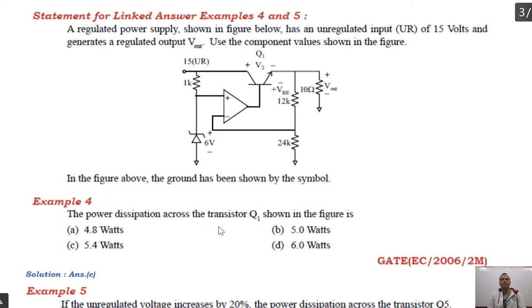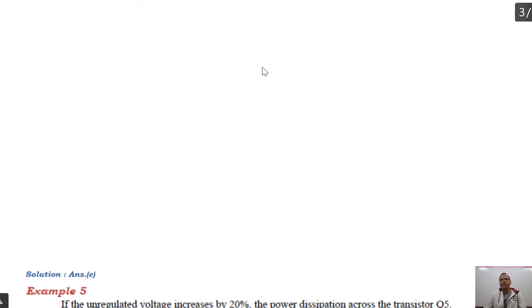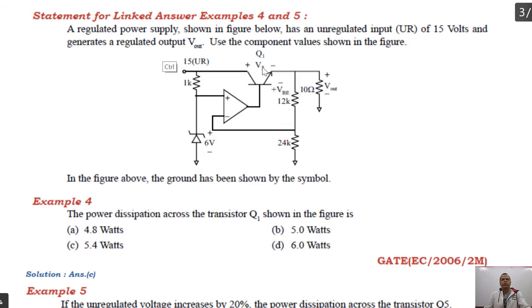first we have to find the power dissipated in the transistor. Remember, the voltage across the BJT in the circuit is VCE, and the collector current is IC, suppose. So the power dissipated in the BJT is given by the voltage VCE multiplied by the collector current, right? And voltage VCE here is nothing but V input minus V output.